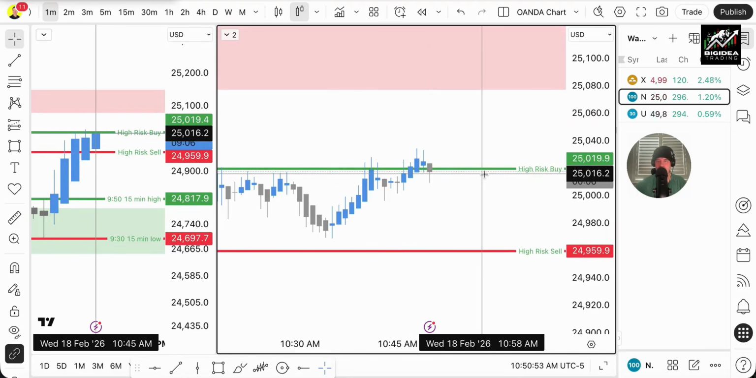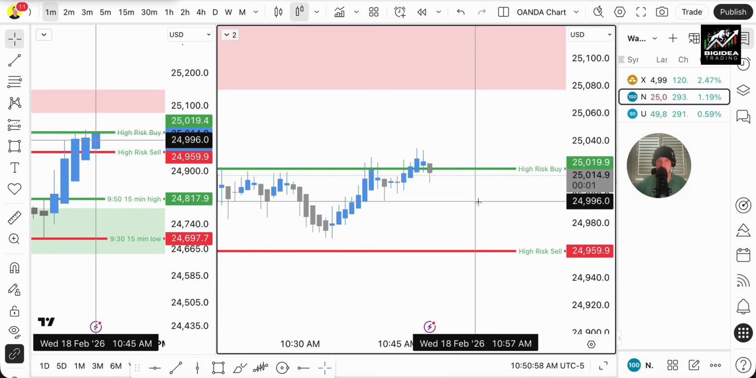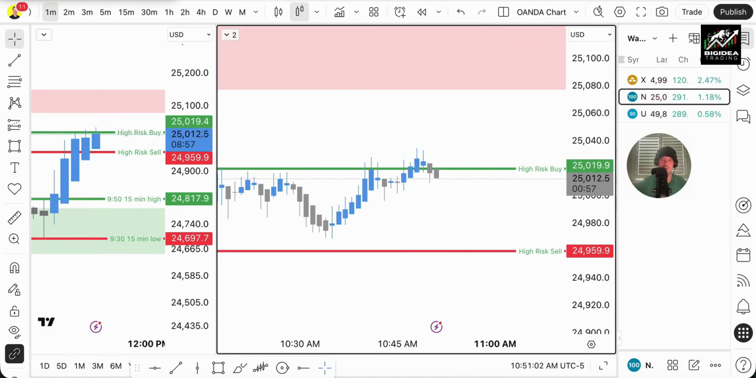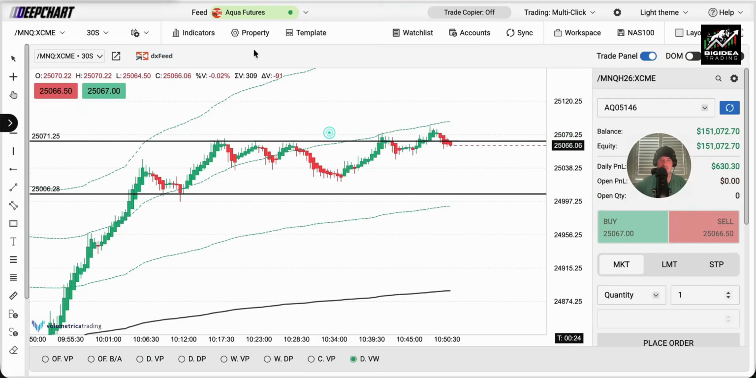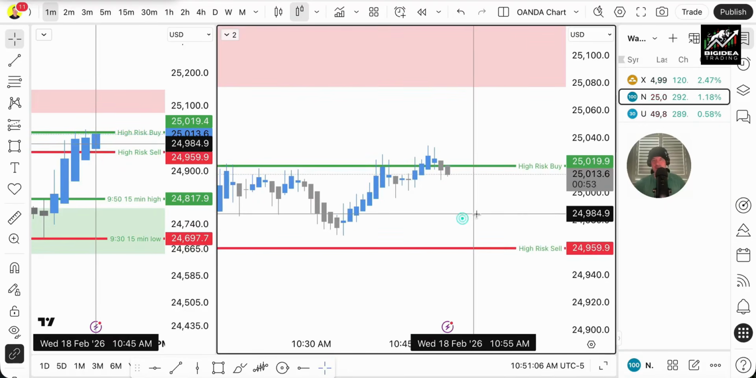But I'm going to wait for that next candle. I need to see the next candle. If it opens below this line here, it tells me I've got to get out of this position. Okay, so there you go. That opened below the line. I'm going to get out of my trade. I lost $37 on that.